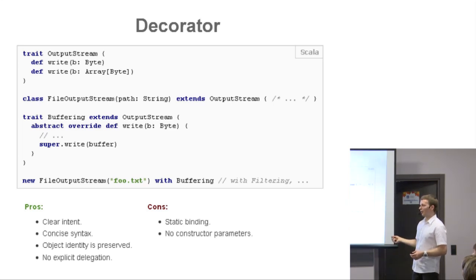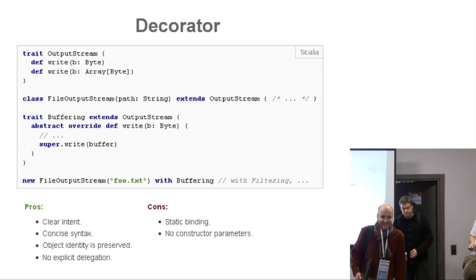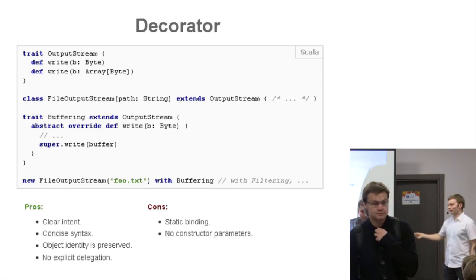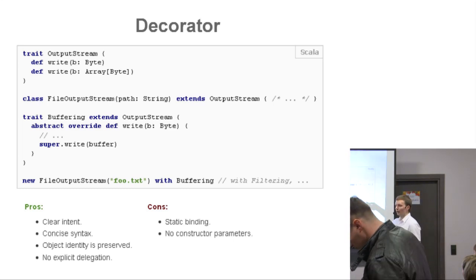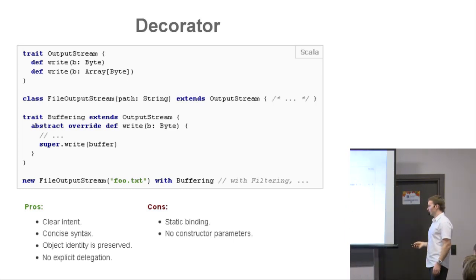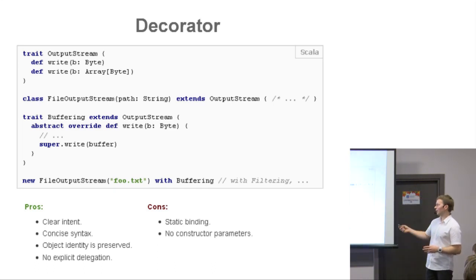But that is usually fine when we can arbitrarily combine these decorators in the place of instantiation and not in the place of declaration of our classes. And another con is that we cannot use constructor parameters, for example, to configure the size of the buffer, because traits in Scala have no constructor parameters, and we may use abstract values in stream to do the same.